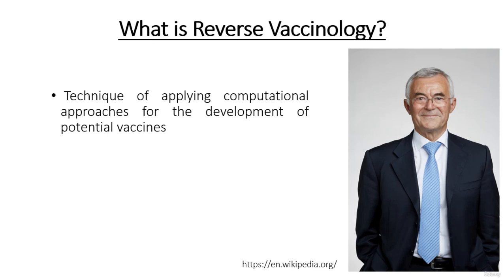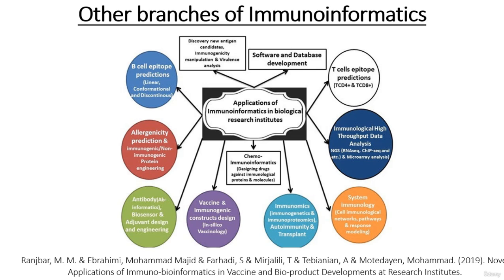Now, since I've mentioned that reverse vaccinology is a part of immunoinformatics, let's see the other branches of immunoinformatics other than reverse vaccinology. So you have B cell epitope prediction, you have T cell epitope prediction, then the other branch is software and database development. Then next you have chemoimmunoinformatics, which is nothing but the design of drugs against immunological proteins and molecules. Then you have allergenicity prediction and immunogenic or non-immunogenic protein engineering. Then you have antibody, biosensor and adjuvant design and engineering.